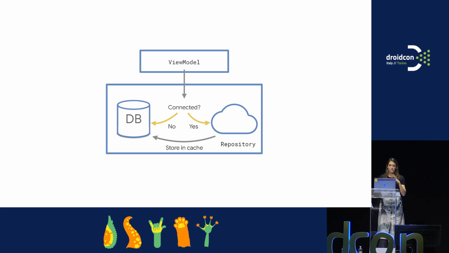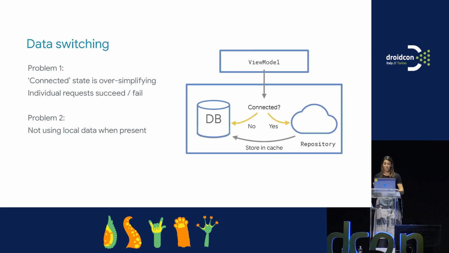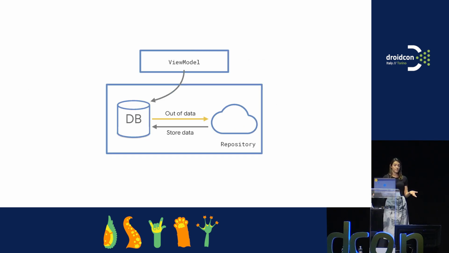But we saw that with this kind of data switching, there are several problems. The first one is that this connecting state is a very oversimplification of the problem. What happens if some of your requests succeed, but some fail? How will your data actually look? Then you are storing some data in the local database, but you're not really using it at all, even if it's present.